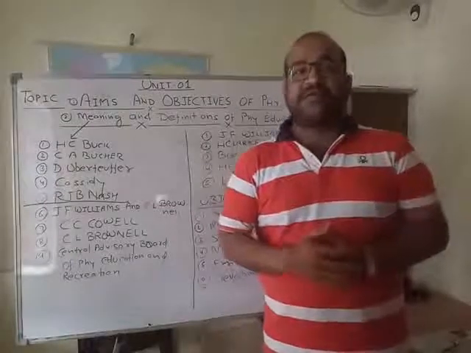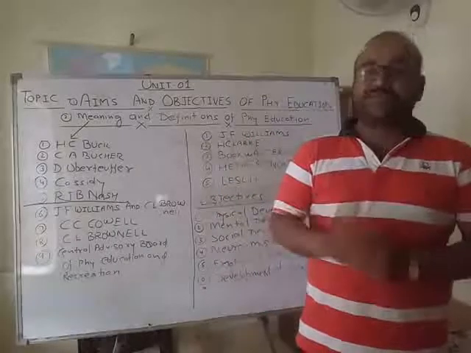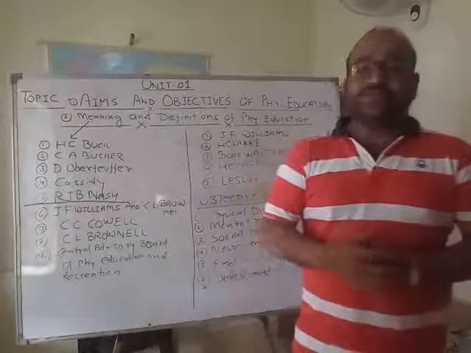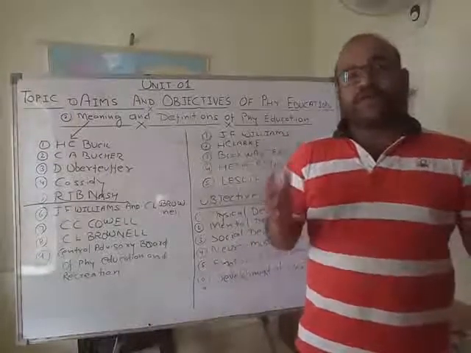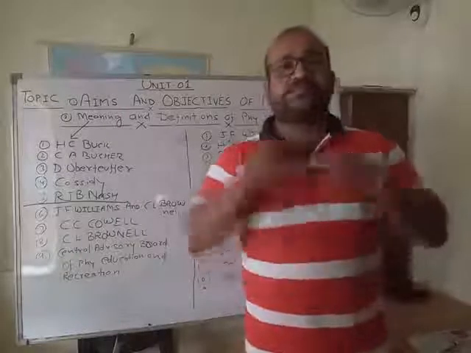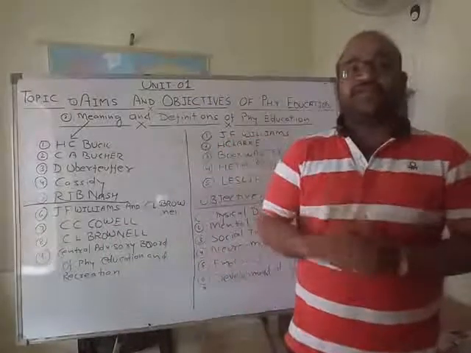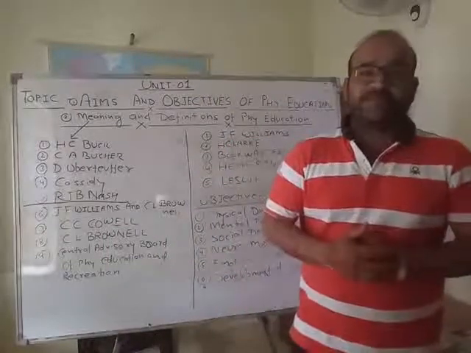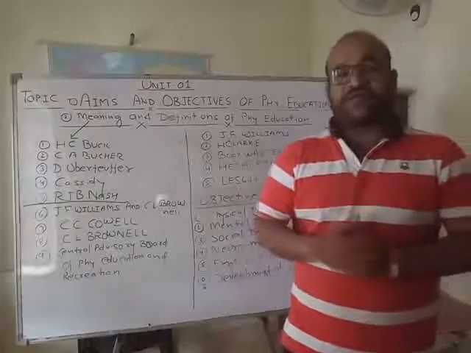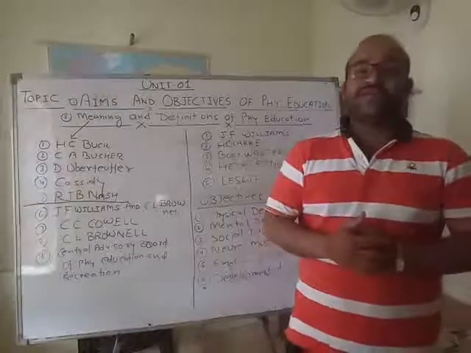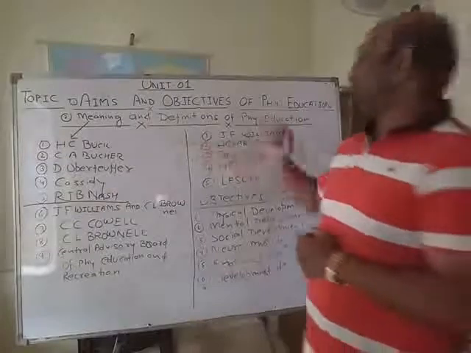In fact, the aim of physical education is an apex point which seems to be out of reach. In general, it is the wholesome development of an individual. This is the aim of physical education, and this aim can be achieved step by step. These steps are called objectives. So, it is said that aim is one, but objectives may be many.